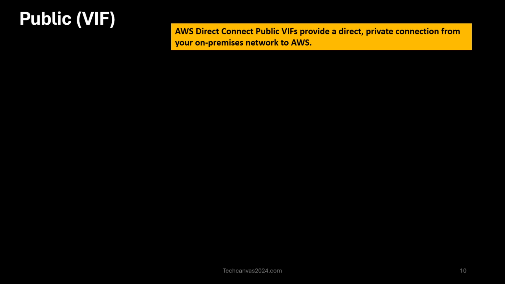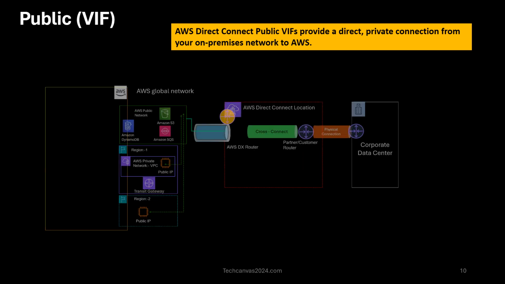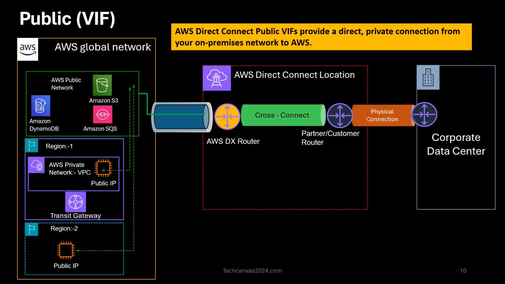So let's talk about public VIF. AWS public VIFs are designed to access AWS public services, right? Public network services like Amazon DynamoDB, S3, and SQS. Any public IP assigned to EC2 instances will be accessed via the public interface, whether it's in one region or in another region, right?